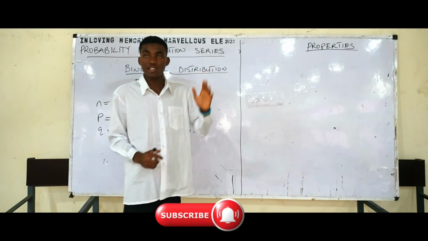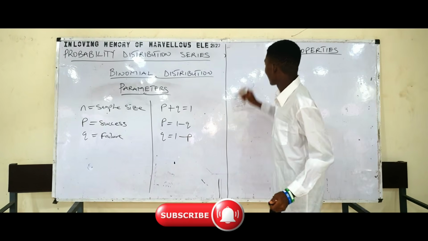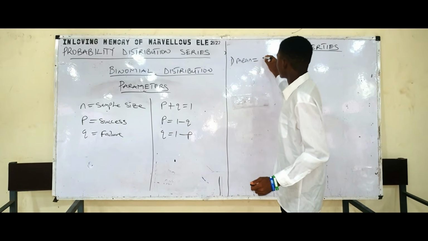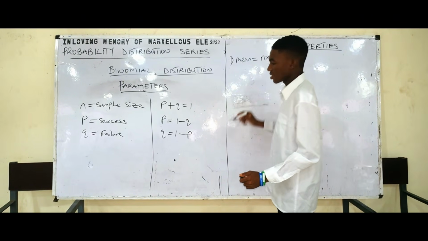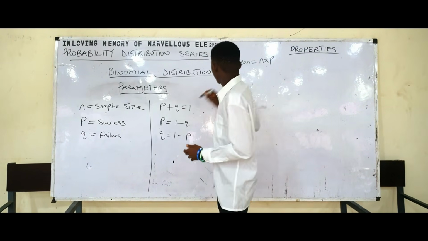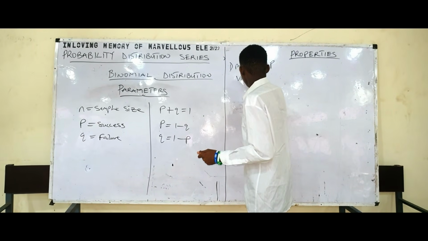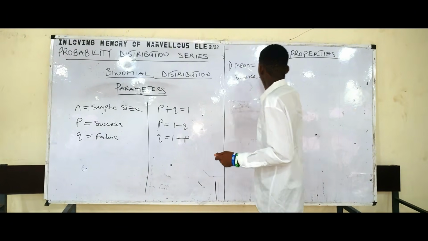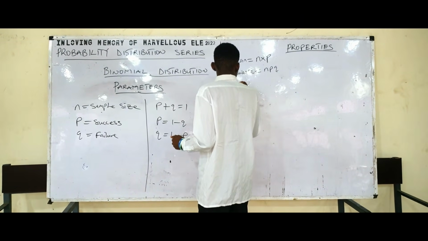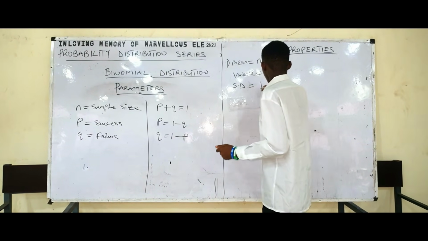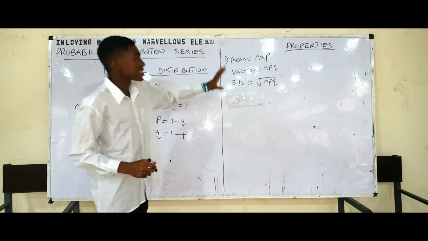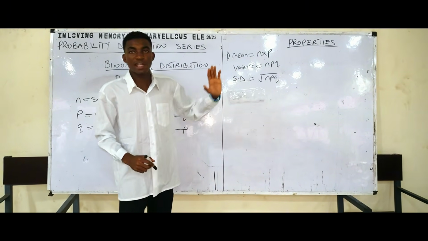Now let's talk about the properties of binomial distribution. One of the properties is the mean. The formula for the mean is sample size times your success, np. We have your variance, and the formula for the variance is npq. And finally, we have our standard deviation, S, which is the square root of npq. These are the properties of binomial distribution.